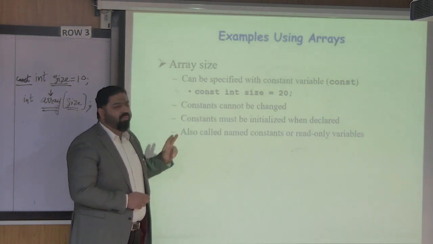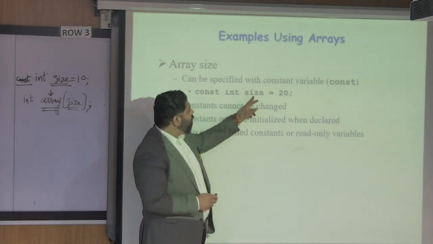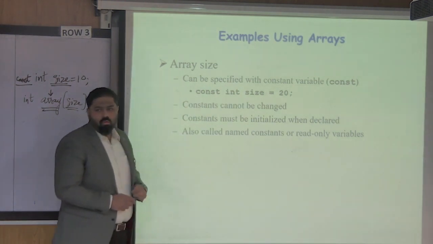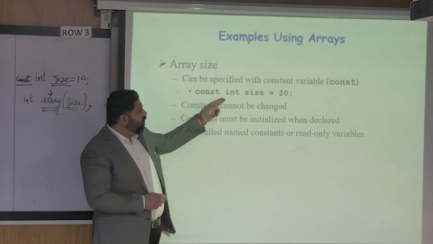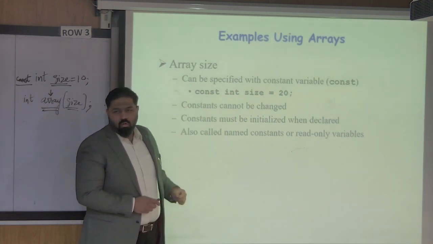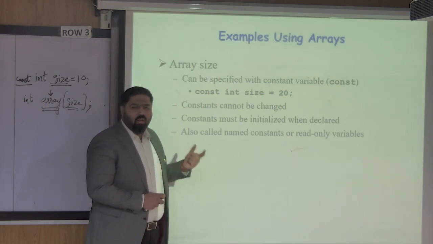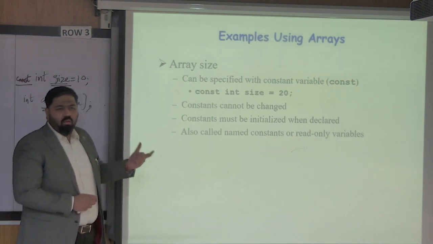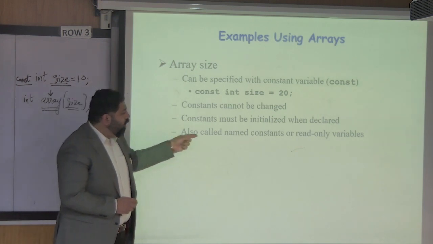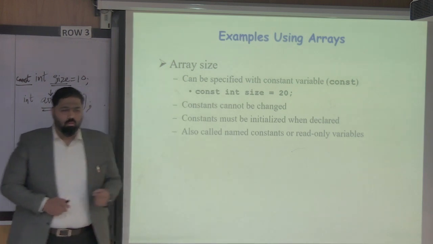A constant must be declared and initialized together. So you have to write this complete line: declare it, make it constant, and initialize it in one go. If you initialize it in the next line, it will not allow you, because the syntax of constant variables requires that they are declared and initialized in the same statement. It is also called a named constant. By writing const, you have made this variable read only, isn't it?